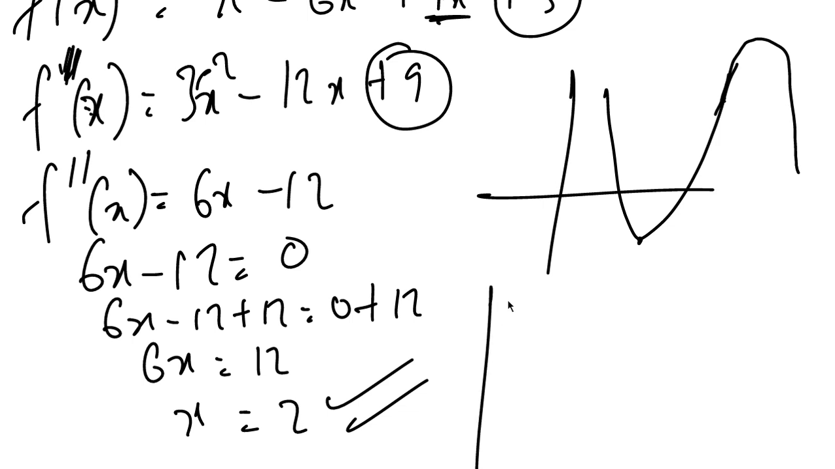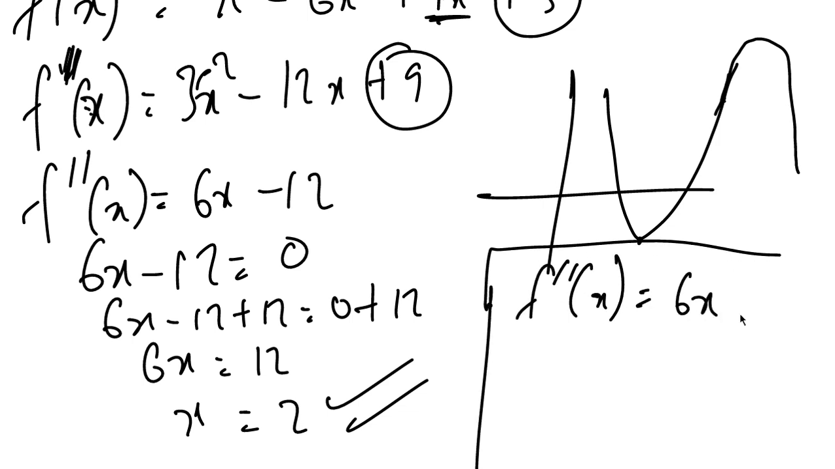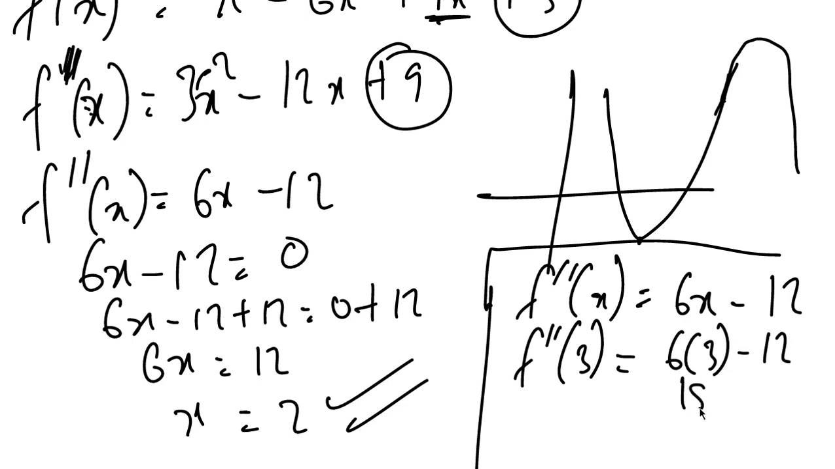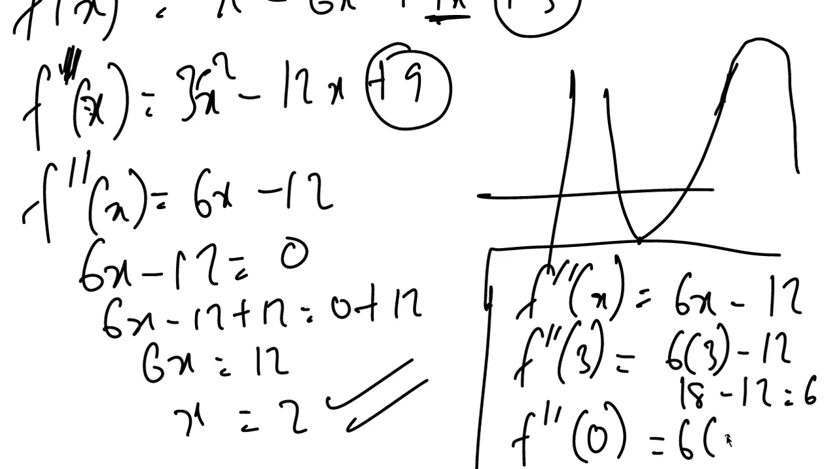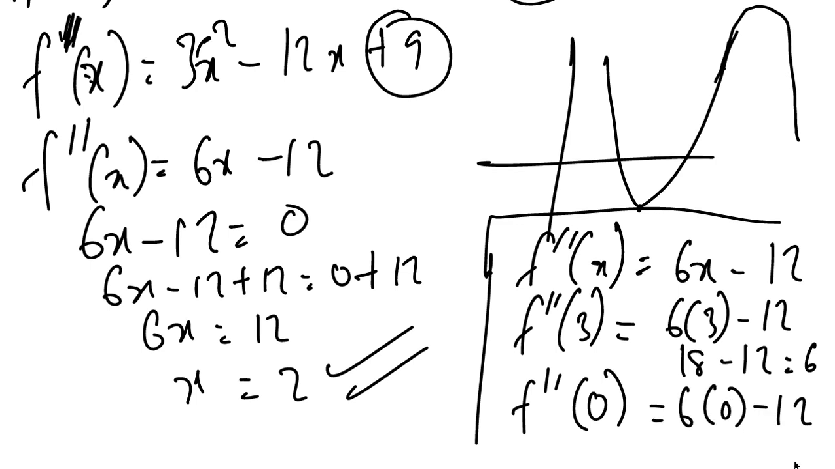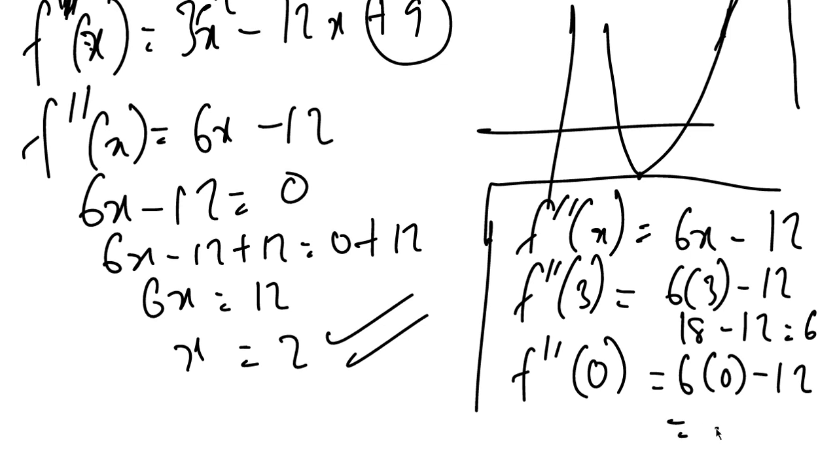Test for a sign change. Remember that the second derivative is 6x minus 12. When you substitute a value greater than 2, for example 3, the second derivative at x equals 3 is 6 times 3 minus 12, which is 18 minus 12, equal to 6. Then the second derivative at a value less than 2, like 0: 6 times 0 minus 12 is minus 6. So you can see that the signs are different for values greater and values less than 2.